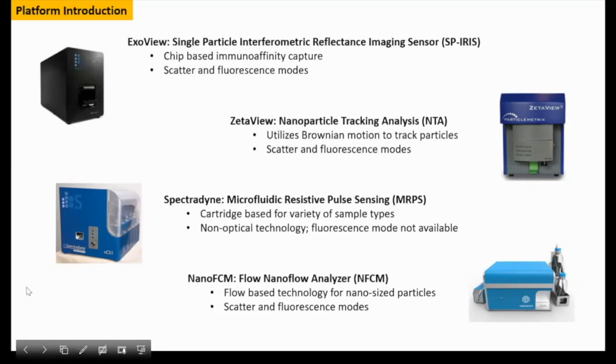As a non-optical technology, fluorescence detection is not available for this instrument, which makes it unique in our grouping of 4 here. That is the only one that's not capable of this fluorescent detection.